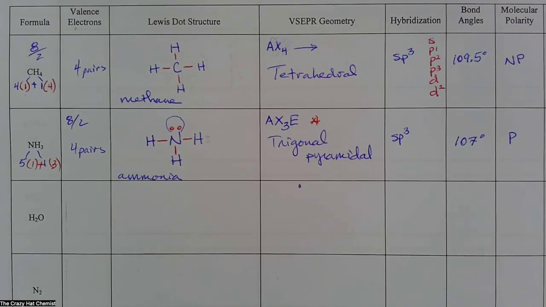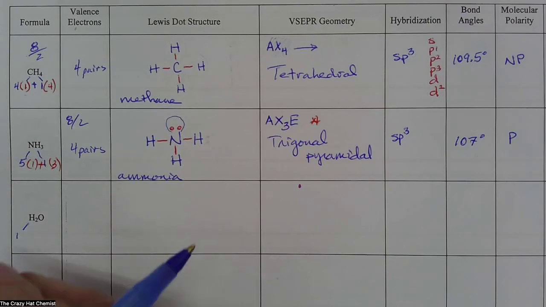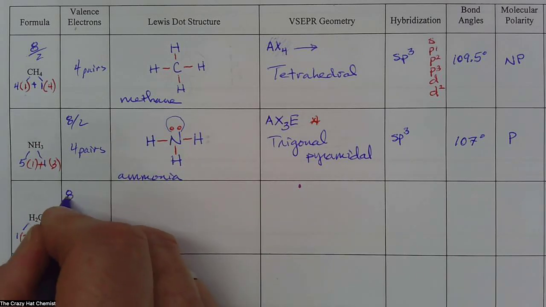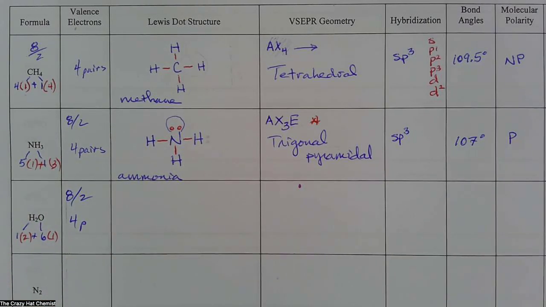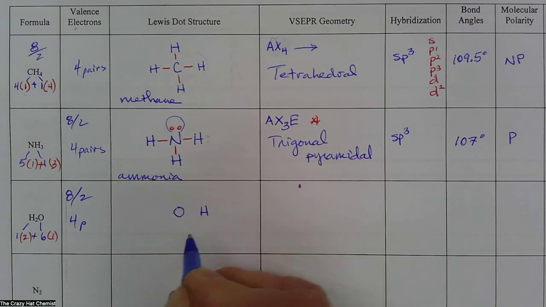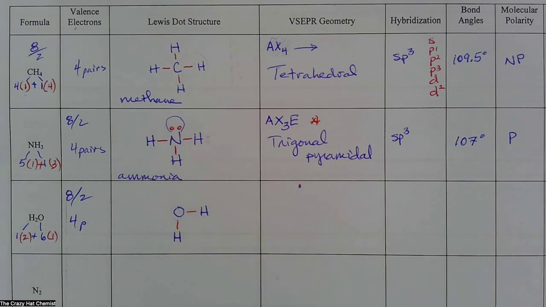All right. Next one is going to be water. So that is one valence electron, of which there are two of those hydrogens, and six valence electrons, of which there is one. I'm going to add those up. That's 8. I'm going to divide by 2. I'm going to get 4 pairs. The least electronegative element goes in the middle, but never hydrogen. That's the oxygen. And then I got a hydrogen here and a hydrogen here. I'm going to follow my rules again. Bonding pairs of electrons between the central and outside, and then lone pairs on the outside elements.